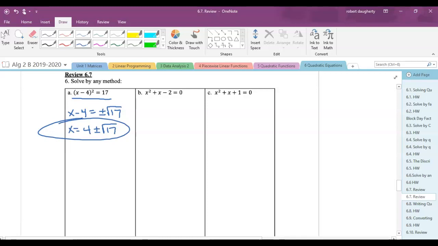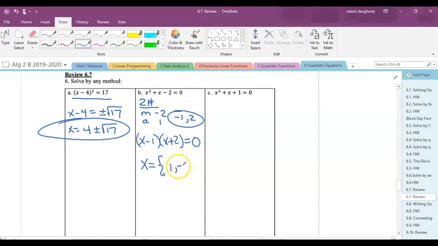Looking at the next one, can it factor? If it factors, I'm looking for two numbers that multiply to negative 2 and add to 1. What numbers multiply to negative 2 and add to 1? It looks like a negative 1 and a positive 2. They multiply to negative 2, they add to positive 1. This can be factored as x minus 1, x plus 2 equals 0. Set each of those equal to 0. Your solution is 1 and negative 2.